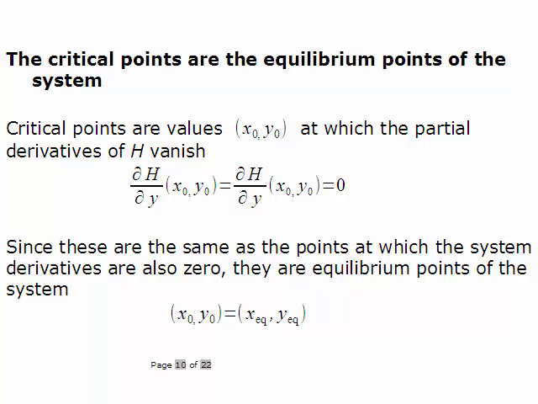Now, in the previous 2 lectures, we found nullclines and looked at their intersection to find equilibrium points, or we tried to just observe them from the equations. But for a Hamiltonian system, the critical points of the Hamiltonian are also the equilibrium points. So we have this functional form for the Hamiltonian, and we take its derivatives. We need to find the values x naught, y naught, where the partial with respect to y and the partial with respect to x are 0. These are the same points at which the system derivatives are also 0. And if the system derivatives are 0 at x naught, y naught, then x naught, y naught is an equilibrium point.